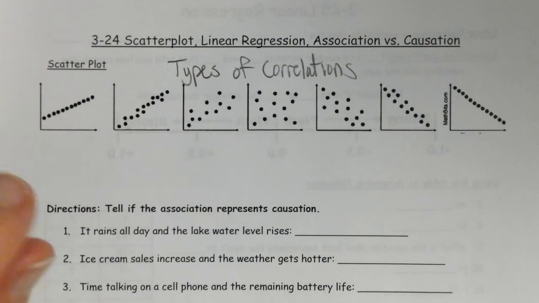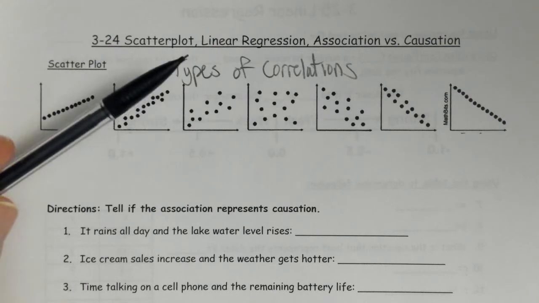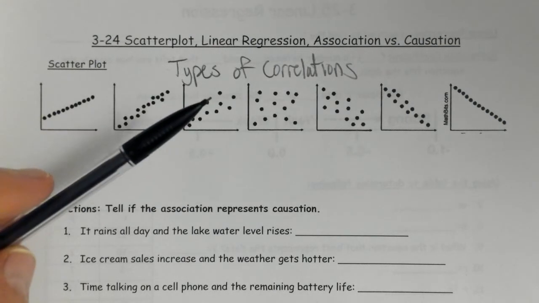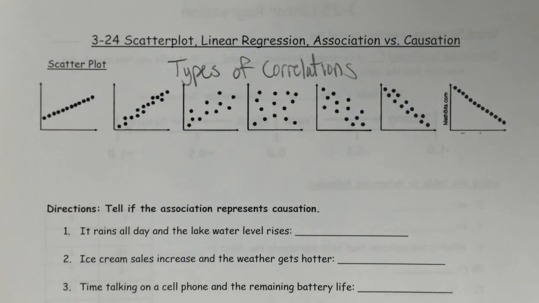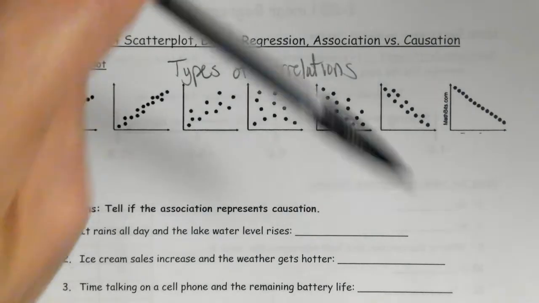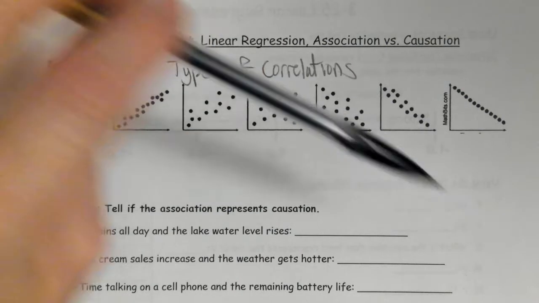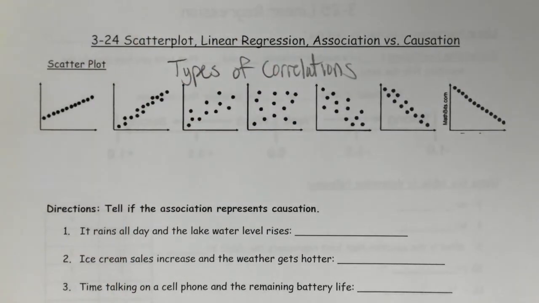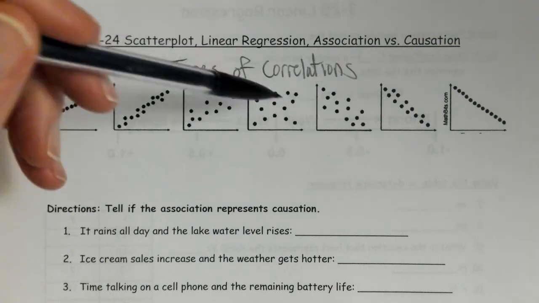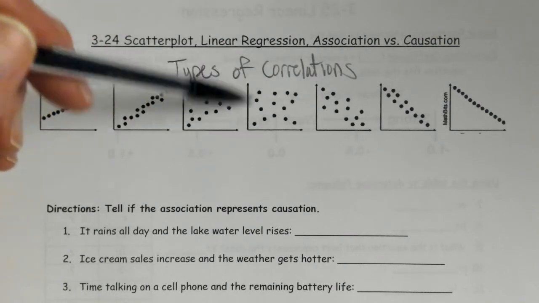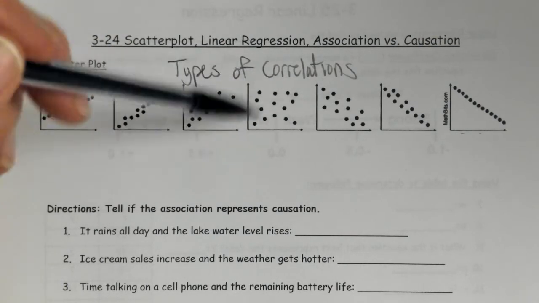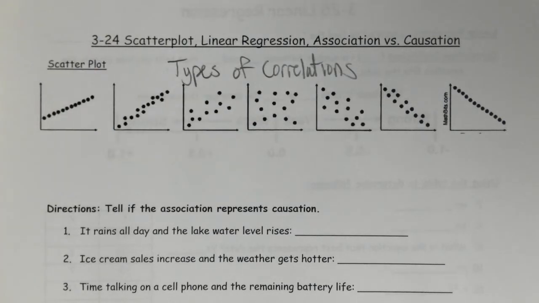Okay. And so there's really three categories of correlations. If they generally go upward from left to right, then we'll say that that is a positive correlation. If the scatter plot's dots generally go down from left to right, slope downward, we would call that a negative correlation. And if they don't really have any kind of a pattern to them, like the one in the middle, we would call that no correlation.